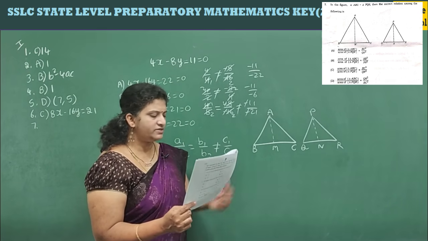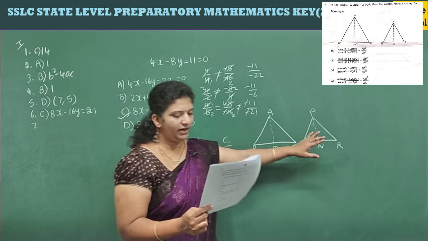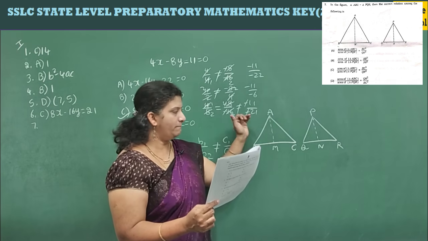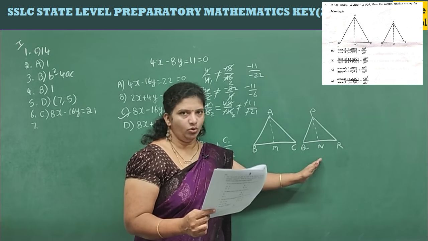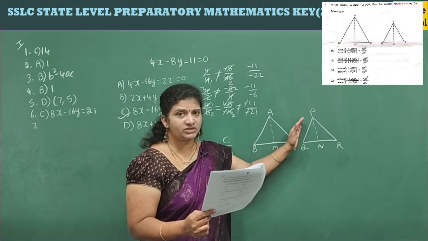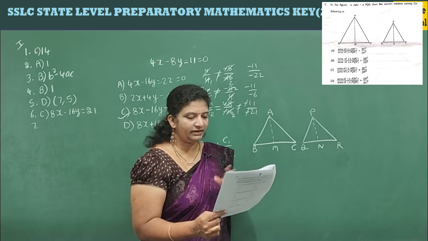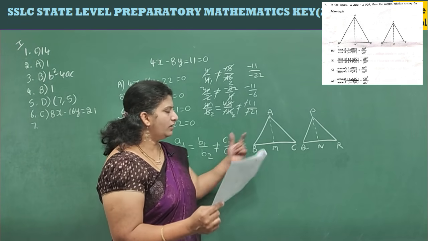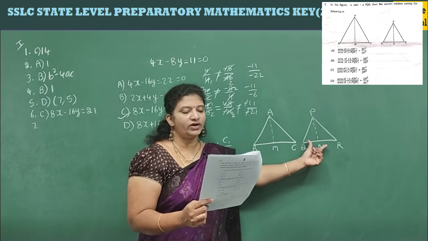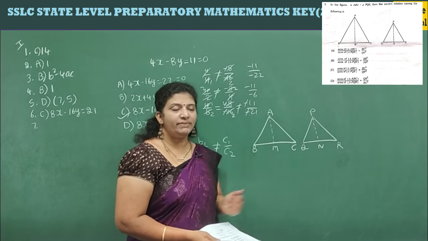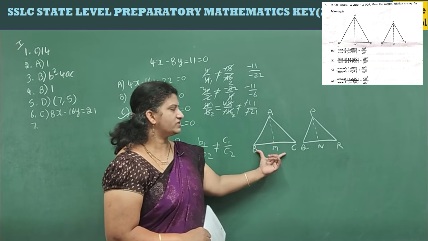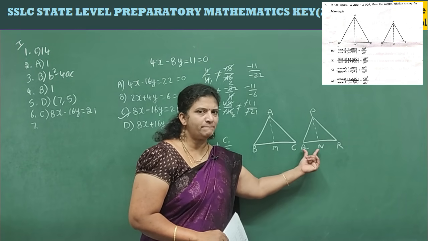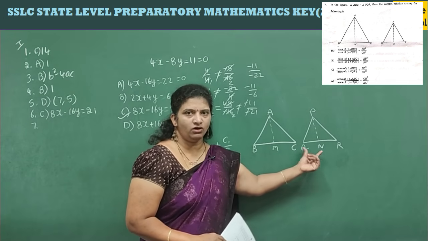Let's check other options. Area of triangle ABC by area of triangle PQR is equal to AB square by PR square. No. If you had PQ square here, then we could go with it. But here you have PR square, so that option is wrong. Coming to the third, area of triangle ABC by area of triangle PQR is equal to BC square by QN square. BC square is the full side, QN is just some part of a side. So this is also wrong.